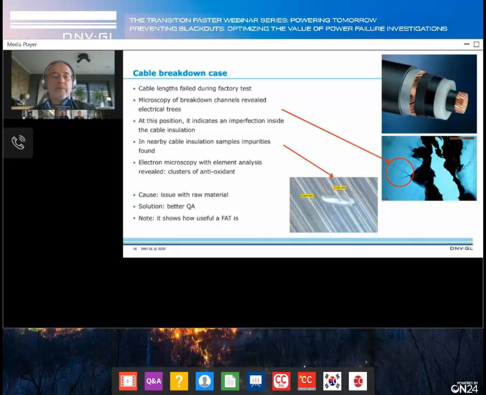And well, the most common solution for such a case is a better quality assurance that has to be done at the manufacturer of the raw material and the manufacturer of the cables. But by the way, note that this is also an interesting case, that the factory acceptance test is a very useful tool to find deviations in your insulation material which are too large.